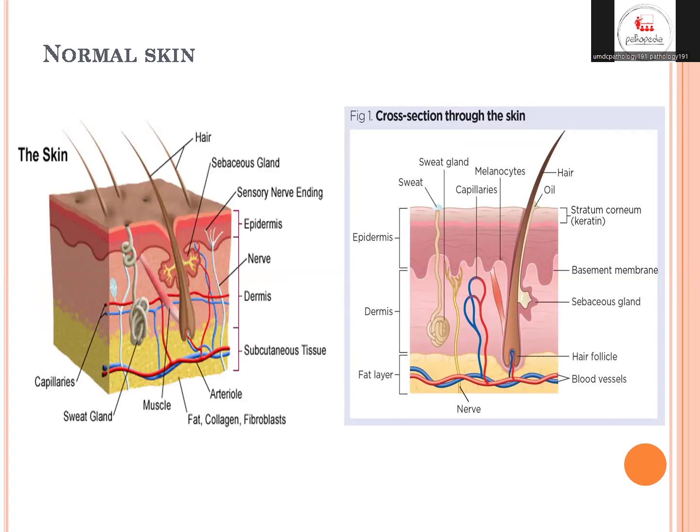This is the anatomy of normal skin, showing the skin and its appendages like hair, sebaceous gland, and sensory nerve endings are present in the epidermis, and the dermis contains the capillaries and sweat gland and the main body of the sebaceous gland. In the subcutaneous tissue, there is fat, collagen, fibroblasts, arterioles, venules, and the muscle fibers.